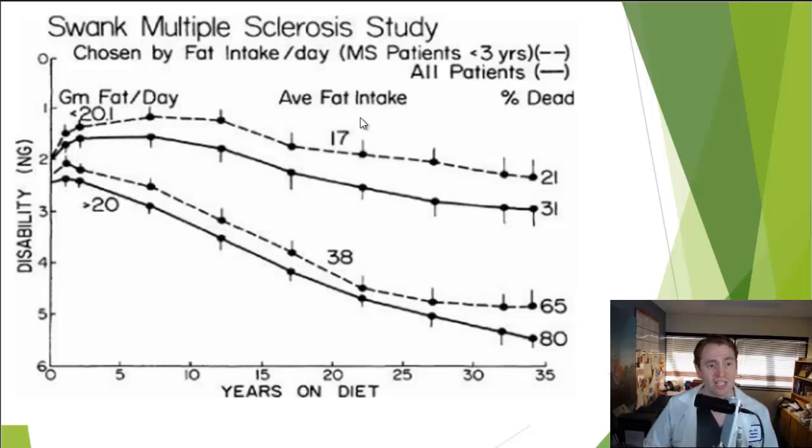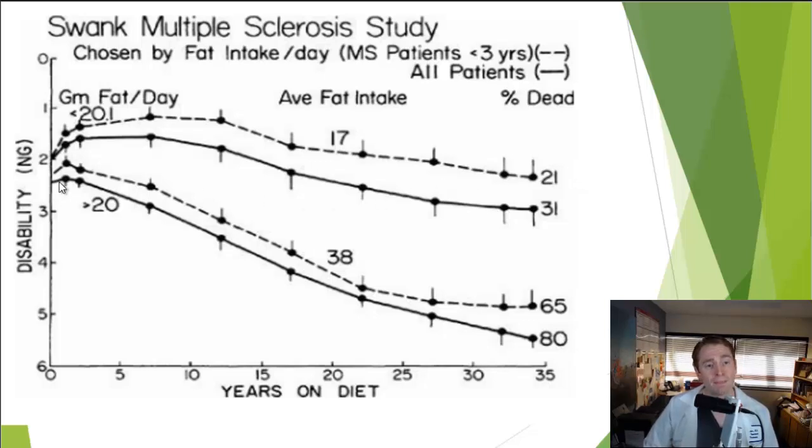And he also shows the average saturated fat intake, so 17 grams per day on average versus 38 grams per day. And at the very end, you can see the overall mortality rate, and on the y-axis is the level of disability, or the neurograde. So if you look at people who started early and were compliant with the diet, even after 35 years, they had relatively low disability, an average neurograde of around 2, and only a 21% mortality rate.